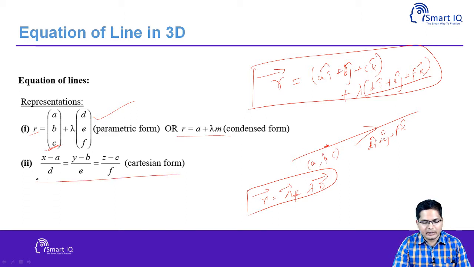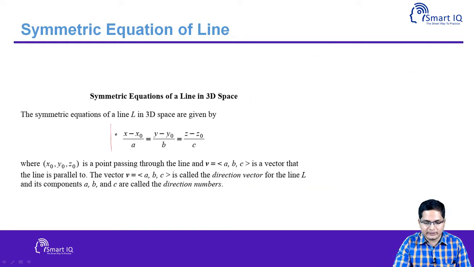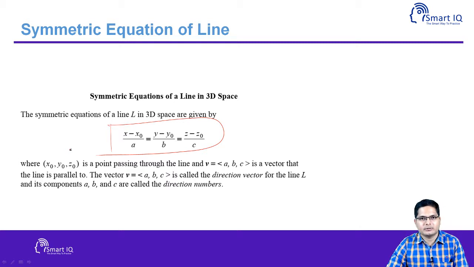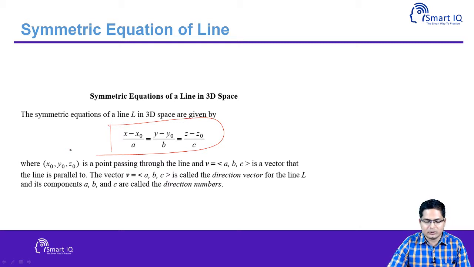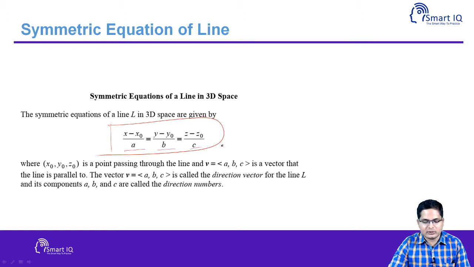x minus a by d, the first component of the direction, y minus b by e, the component along the y axis, and similarly z minus c by f. This is also called the symmetric form. This is most commonly used because a lot of problems can be easily solved when you use the symmetric form, right? Where x naught, y naught, z naught is a point on the line, and these denominators actually represent the direction of the line. They are called direction ratios.